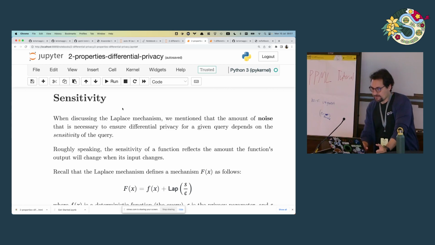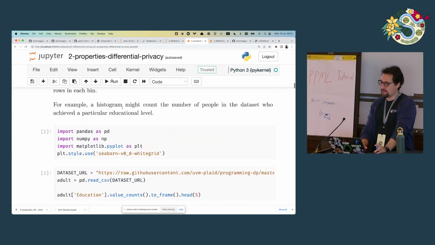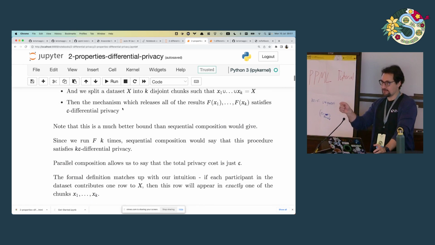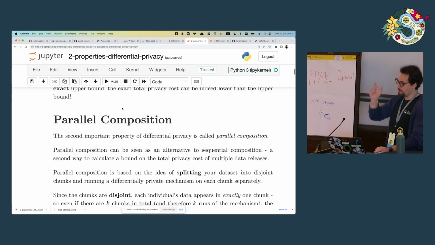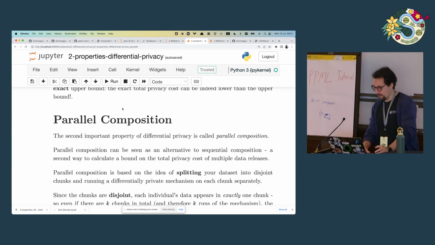Right, so let's talk about sensitivity. Sensitivity is what essentially controls the amount of noise. If you remember how the Laplacian mechanism is defined, sensitivity is the numerator of that particular ratio.